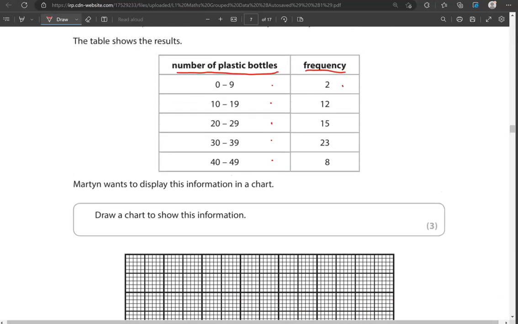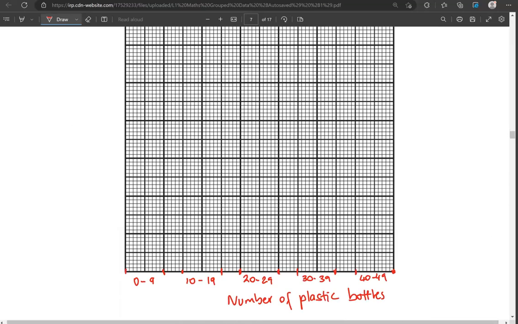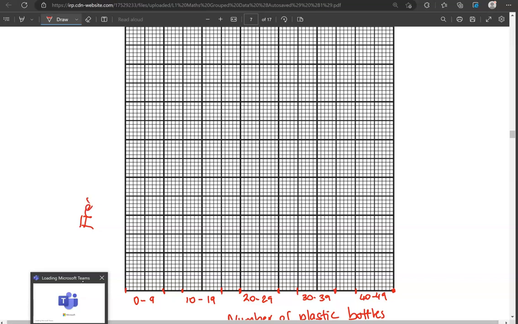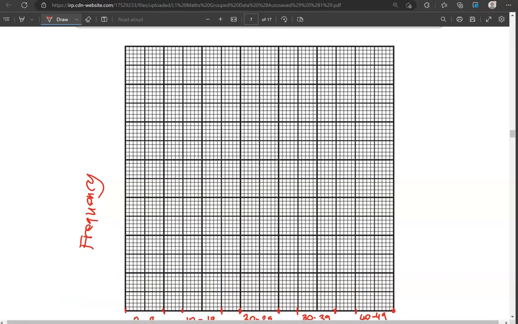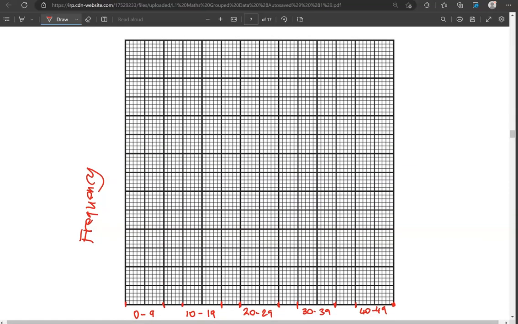0 to 9, we've got 2. What's the highest frequency? That is 23. So starting from 0, there are 14 squares going up. So to represent 23, we're going to do it so that we move up in 2s. So 0, 2, 4, 6, 8, 10, 12, 14, 16, 18, 20, 22, 24, 26, 28.